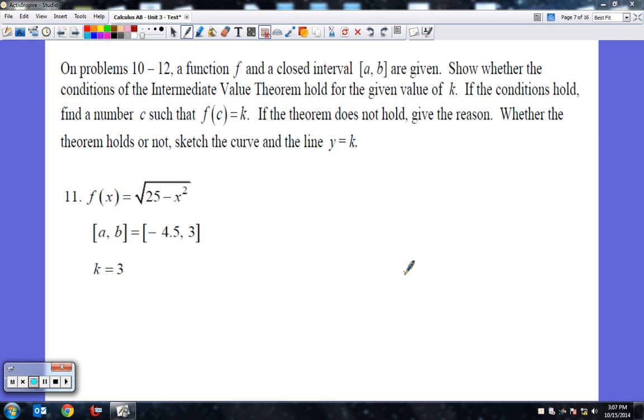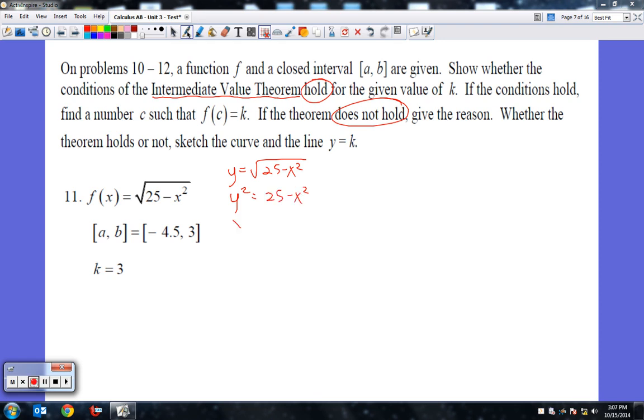Okay, so number 11, another intermediate value problem. We're going to see if it holds or does not hold. Our function that we're given is this circle. If you don't see the circle now, go ahead and write y is equal to the square root of 25 minus x squared. Square both sides.